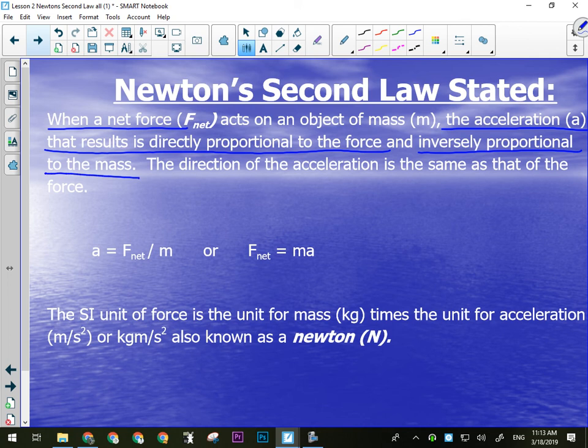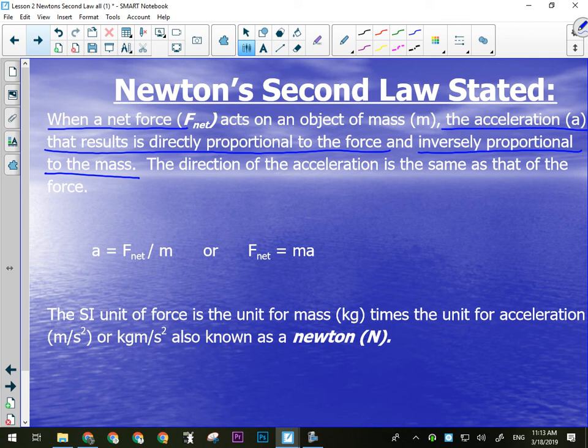So if I double the mass I'm exerting that force on, how much acceleration will I get? Nope, half. It's inversely proportional. If I double the mass, I've got twice as much mass to move with that force, so I'll get half the acceleration.